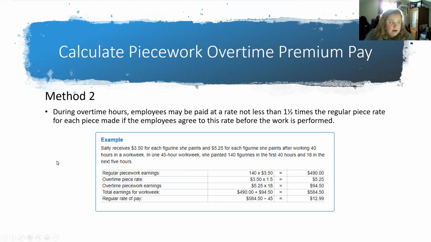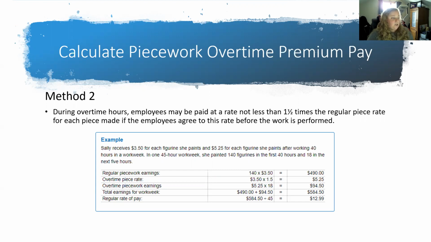So another method is that during overtime hours, employees may be paid at a rate not less than 1.5 times their regular piece rate for each piece made if the employee agrees to this rate before the work is performed. So for example, Sally receives $3.50 for each figurine she paints and $5.25 for each figurine she paints after working 40 hours in a work week. In one 45-hour work week, she painted 140 figurines in the first 40 hours and 18 in the next 5 hours.